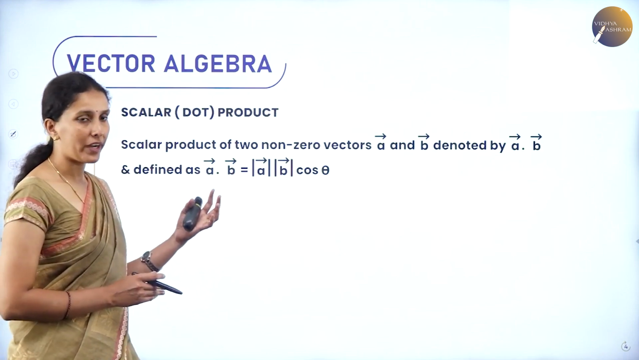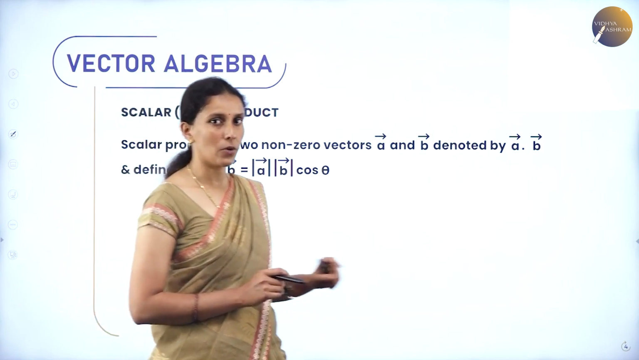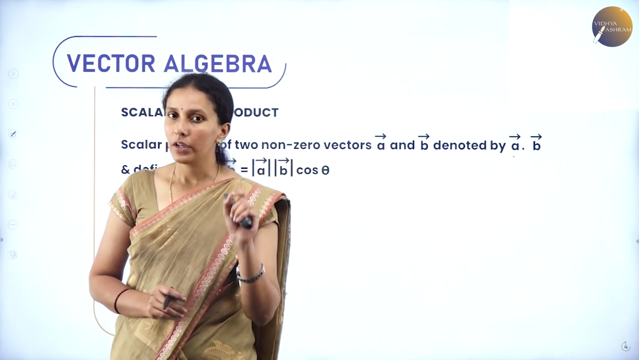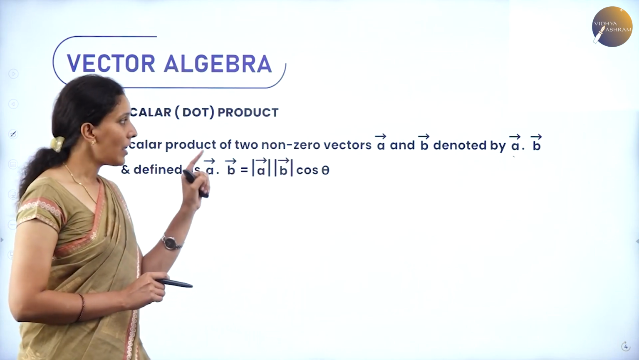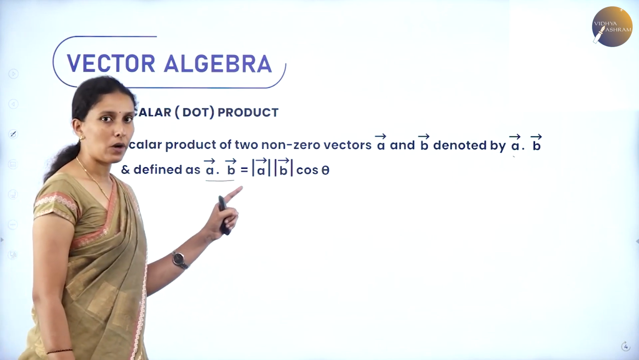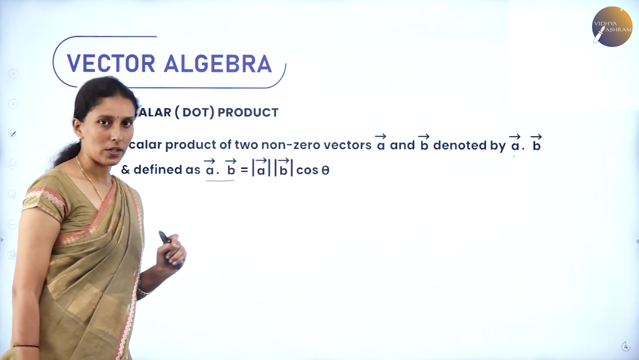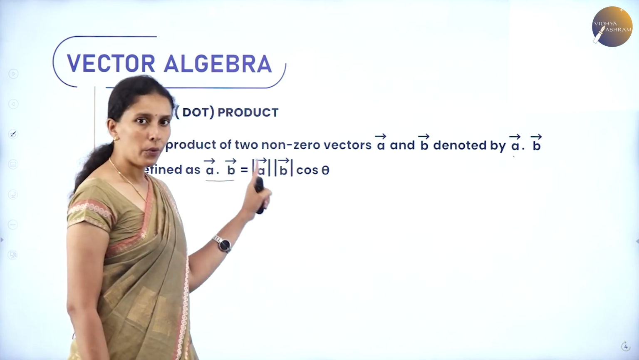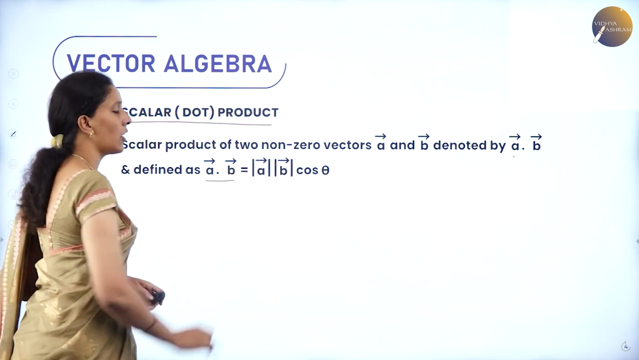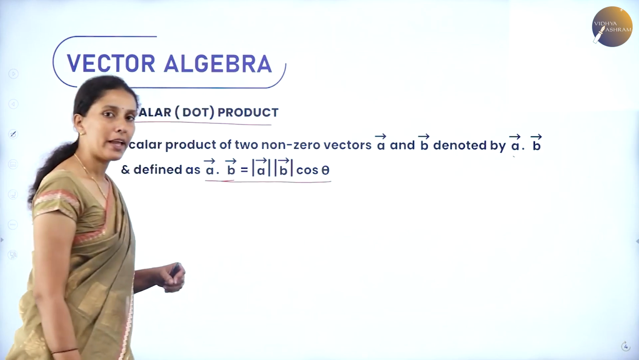Suppose we have two vectors, vector A and vector B. Then the dot product of the vectors is denoted by vector A dot vector B. Since the symbol dot is used there, we call this product the dot product. And how is it defined? Vector A dot vector B is equal to modulus of vector A times modulus of vector B times cos theta. This is how we multiply the vectors in terms of scalar product. Thus, A dot B is equal to AB cos theta.